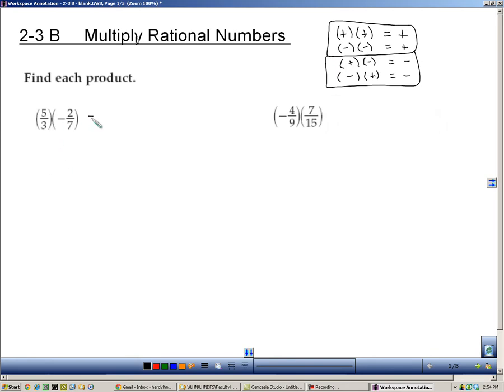We just have to multiply straight across. 5 times 2 is 10, and 3 times 7 is 21. Nothing cancels. We knew it was negative, so there we go.